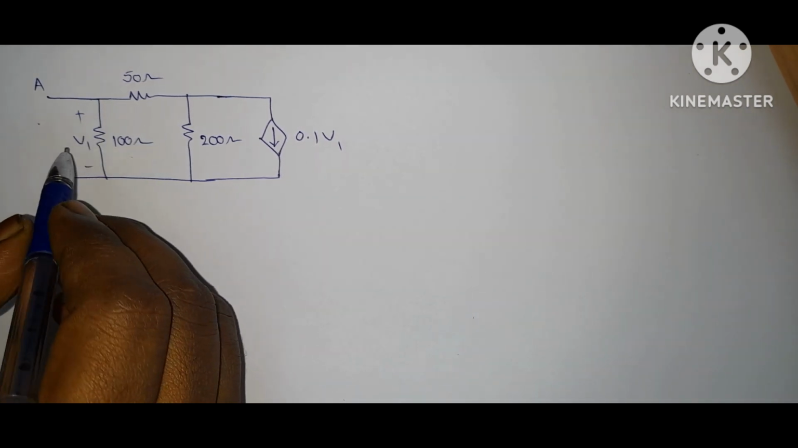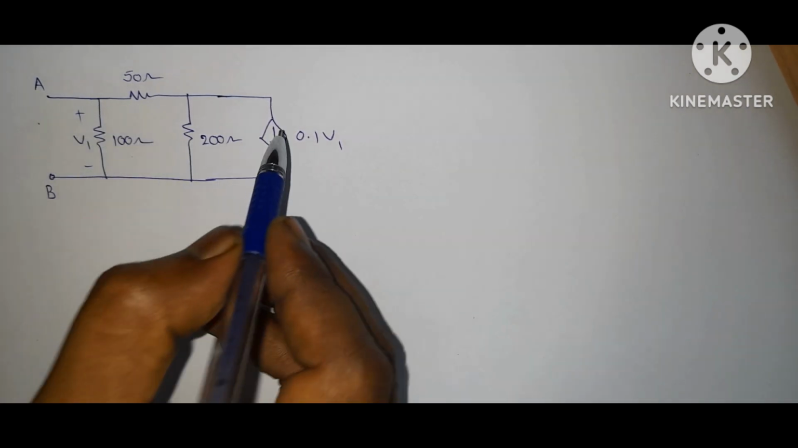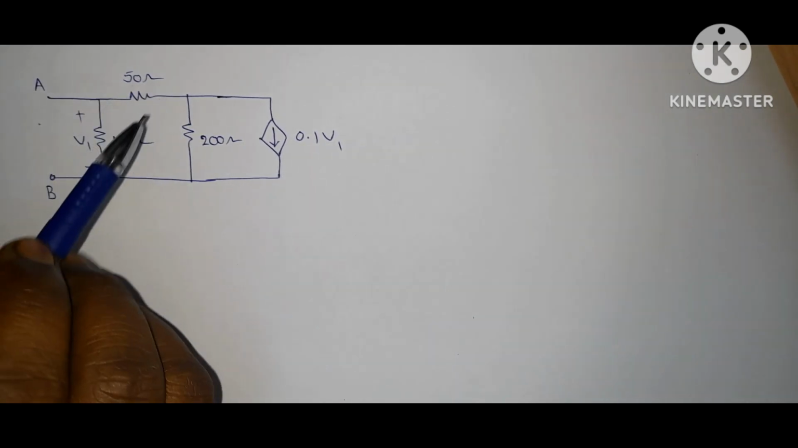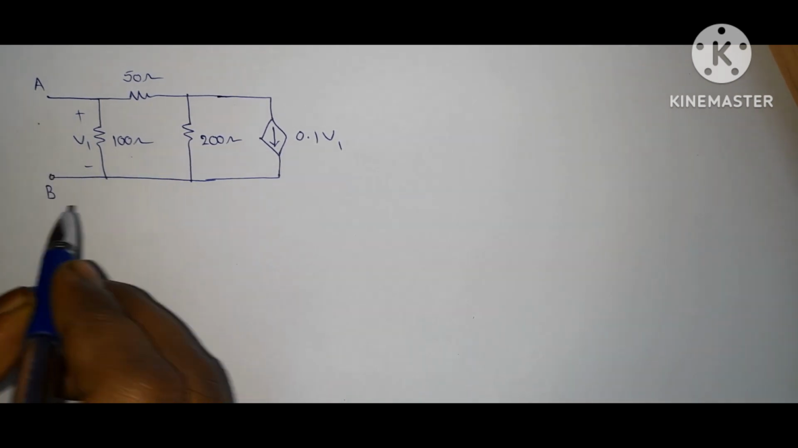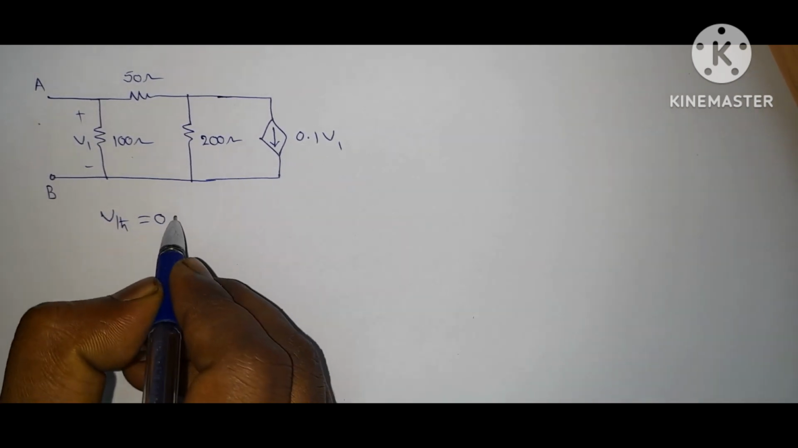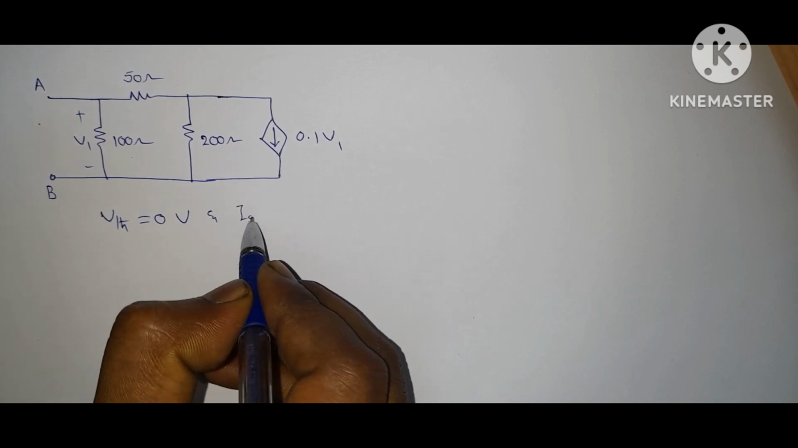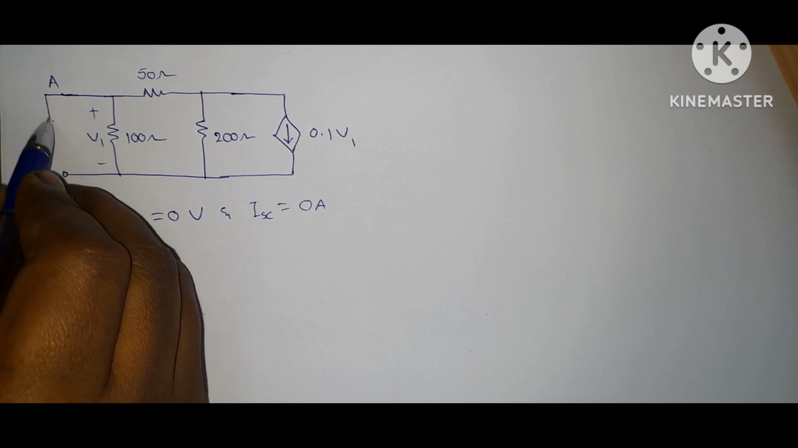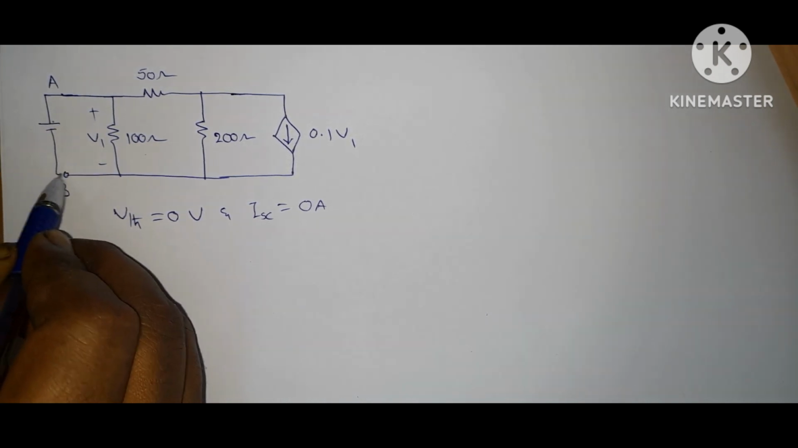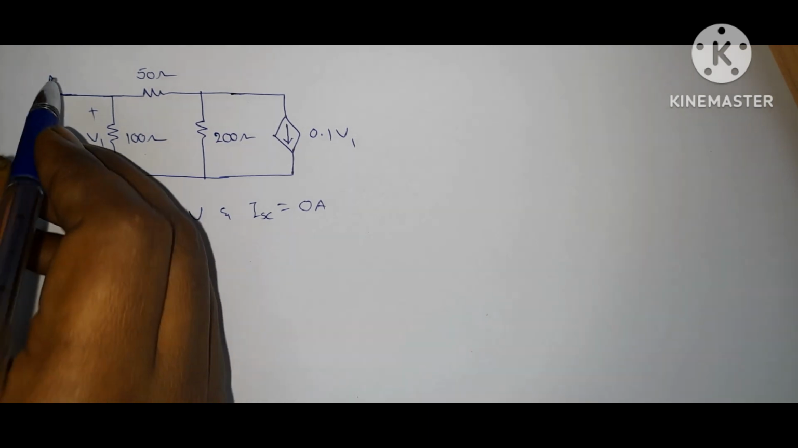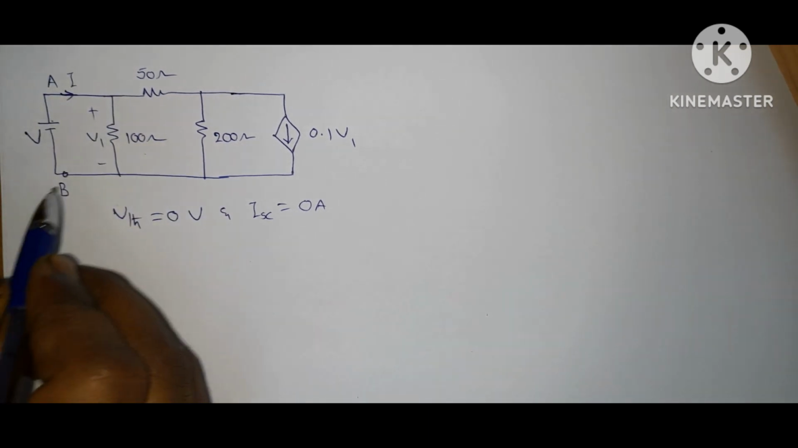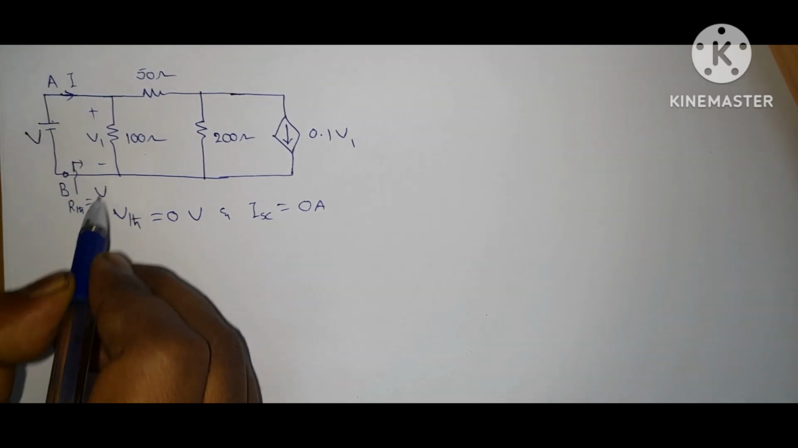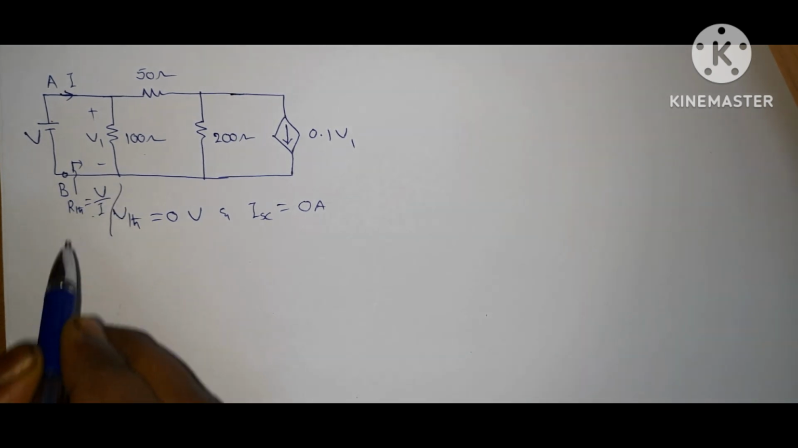If you observe this network, there are no independent sources. So it only contains dependent source. So this type of networks are called dead networks. To find R Thevenin, so here V Thevenin equal to 0 volts and Norton current or short circuit current equal to 0. To find R Thevenin, connect one external source, let it be V. Due to this external source, current I is flowing through this network. So now what is R Thevenin? R Thevenin is equal to voltage by current, total voltage by total current. You will get R Thevenin.